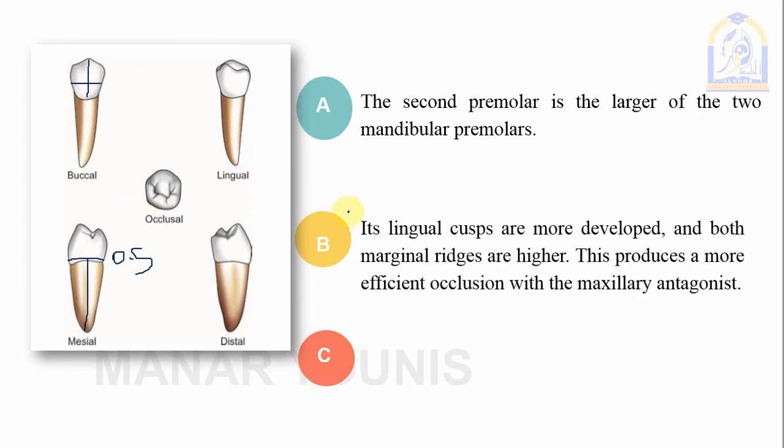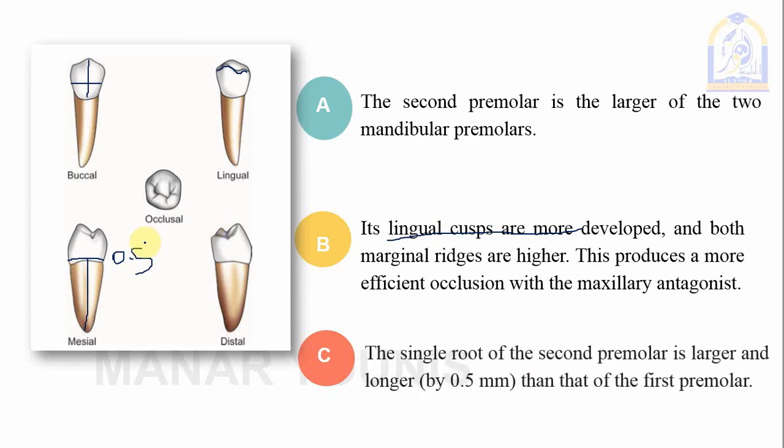Another characteristic feature is that the lingual cusps are more developed. As you can see here, in most of the cases there are two lingual cusps. They are more developed at a higher level. They are functional, and this will produce more efficient occlusion with the maxillary antagonist. Because of this, the mandibular second premolar will function more like a molar than a canine.